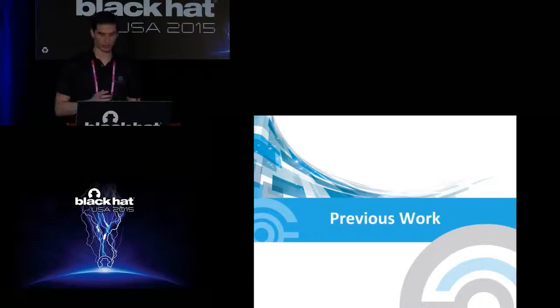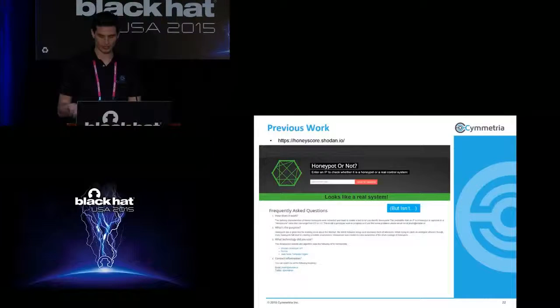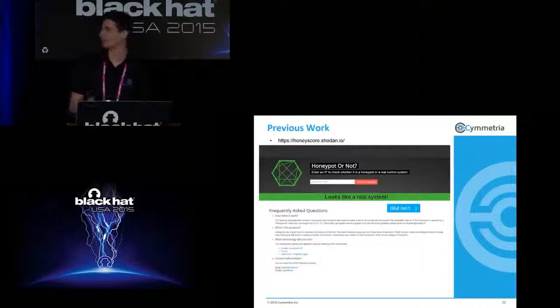And before we go into our work, I'd just like to slightly discuss the previous work that's been made. Shodan has a website called HoneyScore. It's a honeypot-or-not website, and you just put in an IP, and it tells you if it's a honeypot or not. When we were looking at previous research, we couldn't get it to make our honeypots look like honeypots. Every single honeypot that we used would look like a real system on Shodan.